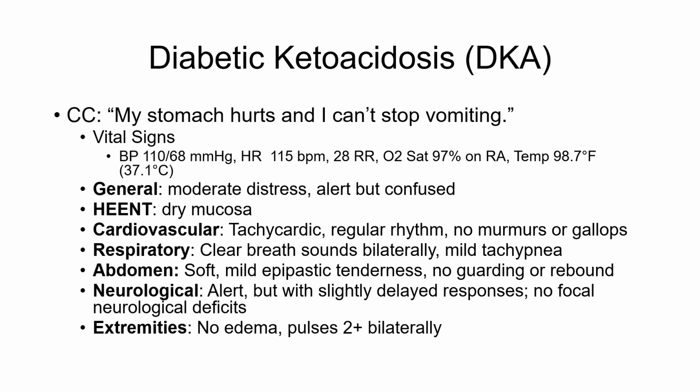He has a blood pressure of 110/68, heart rate 115, respirations 28, oxygen 97% on room air, temperature of 98.7. He's in moderate distress, alert but confused. He's got some dry mucosal membranes. Cardiovascular exam shows some tachycardia with regular rhythm. Respirations clear bilaterally with some mild tachypnea. His abdomen soft with mild epigastric tenderness, no guarding or rebound. Patient's alert but slightly delayed in responses. No focal neurological deficits noted. Extremities show no edema with +2 pulses bilaterally.